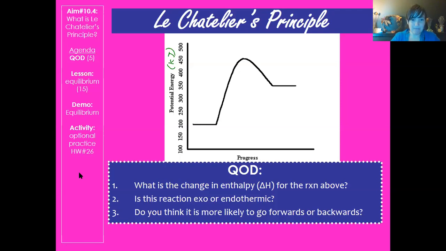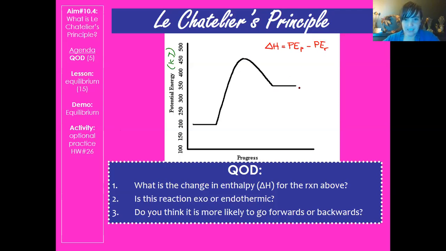Okay, so the question of the day says, what is the change in enthalpy for the reaction above? So the change in enthalpy, also known as heat of reaction, is potential energy of the products minus potential energy of the reactants. So I'll write that up here to remind us. PE products, I'll abbreviate, minus potential energy of the reactants.